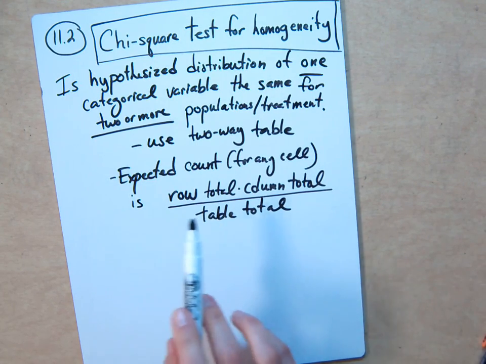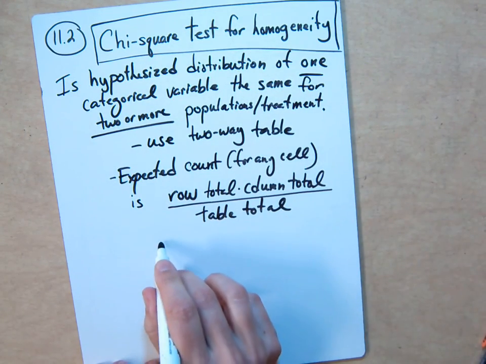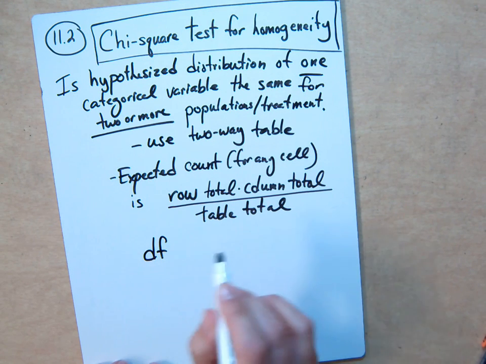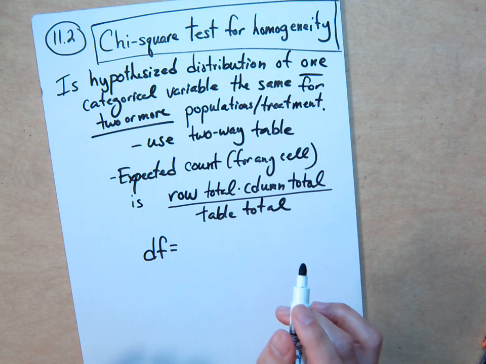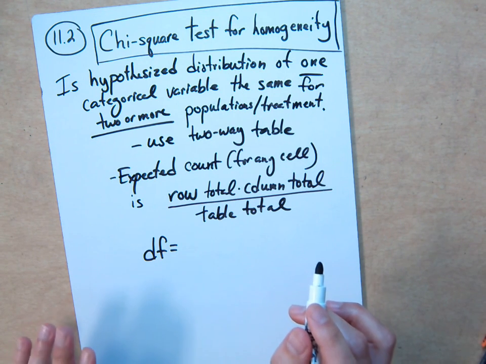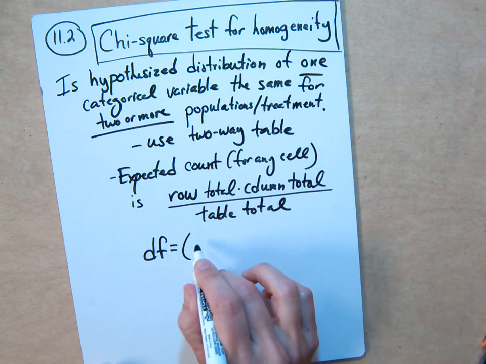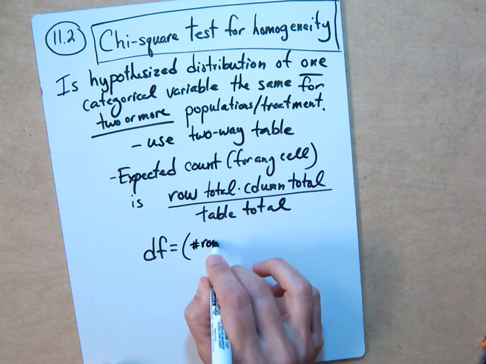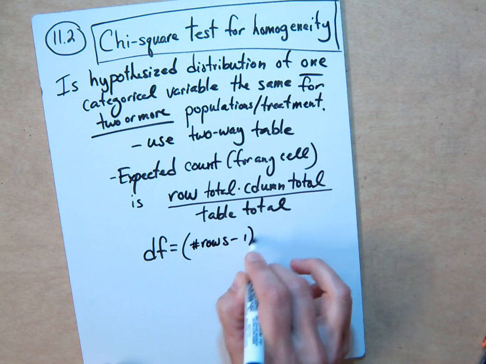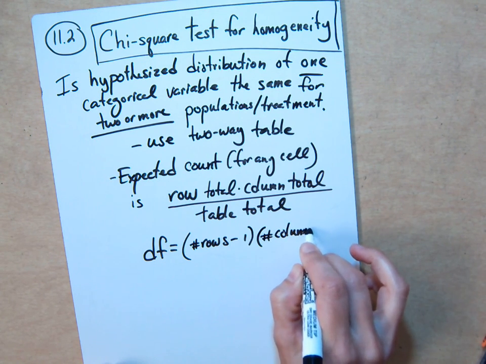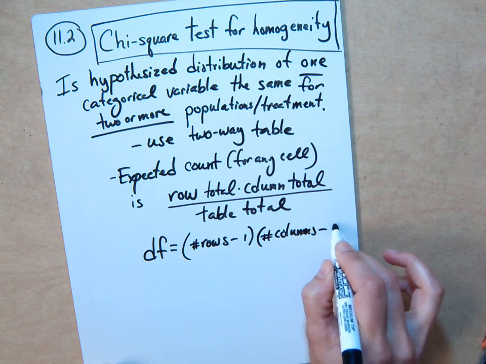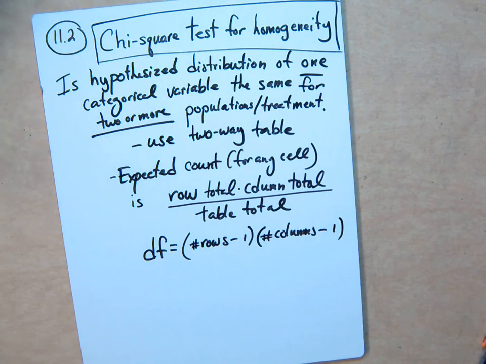So that's how you come up with your expected count, and your degrees of freedom then is different too, because you're looking at a two-way table. You can't just do the number of categories minus one like last time. It would be the number of rows minus one times the number of columns minus one. And that's how you come up with your degrees of freedom to put in your calculator.